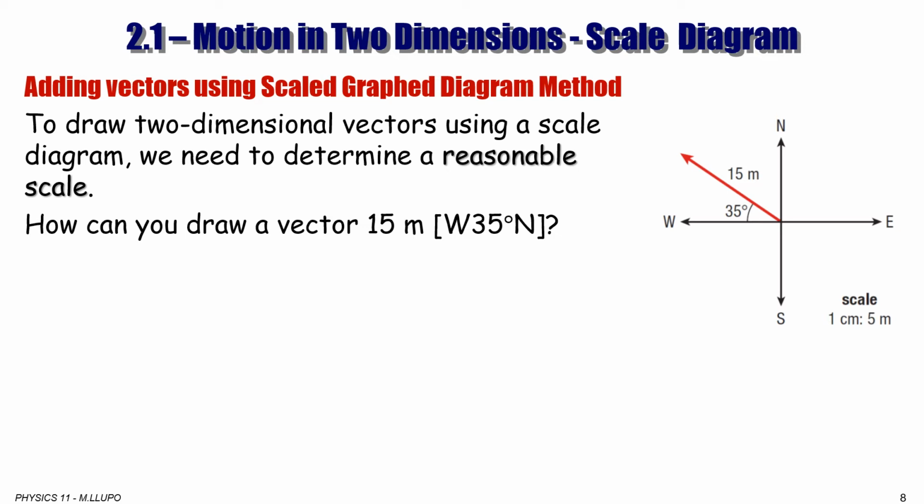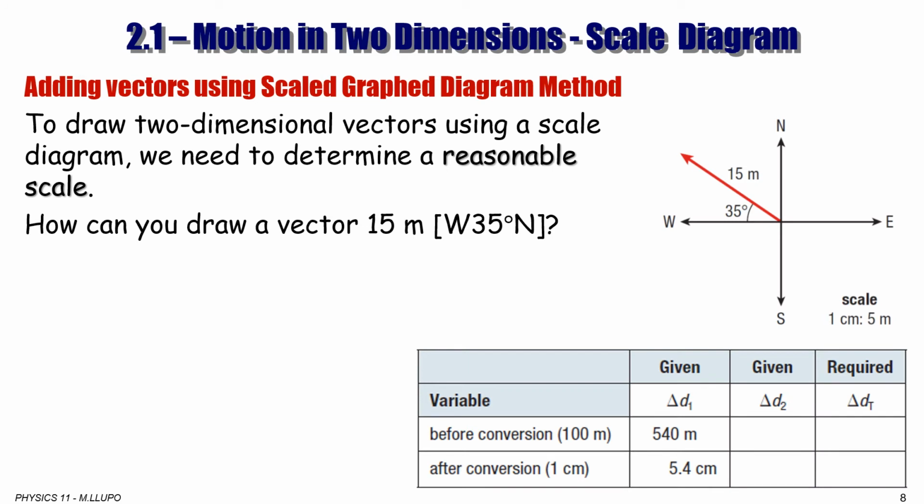Now for the angle, that's why you use a protractor. So the angle has to match too. So what do you do? From west, you draw a very light line 35 degrees toward north. Then you measure the vector along that line: 1.5 centimeters for the scale of 1 centimeter to 10 meters, or 3 centimeters for the scale of 1 centimeter to 5 meters. Then you can draw a hard line with an arrow that represents the vector, which is 15 meters west 35 degrees north.